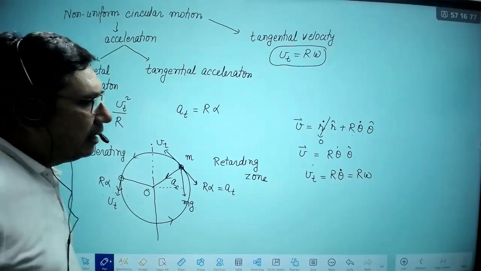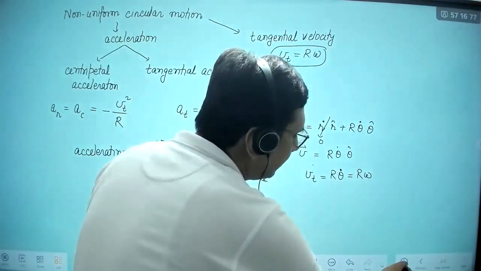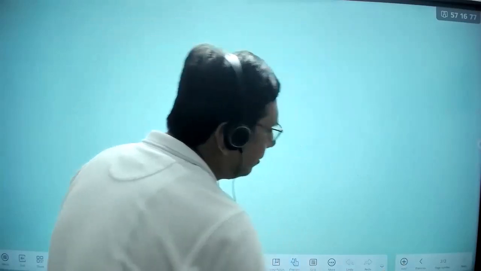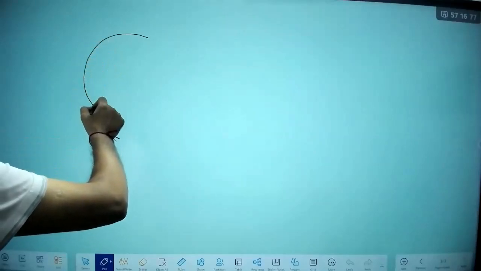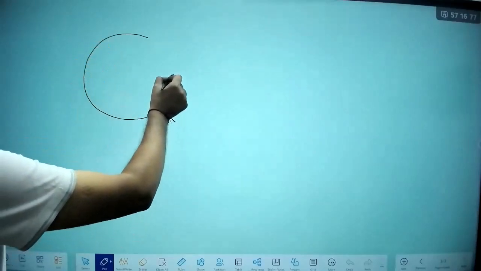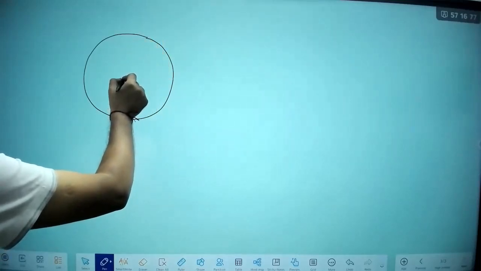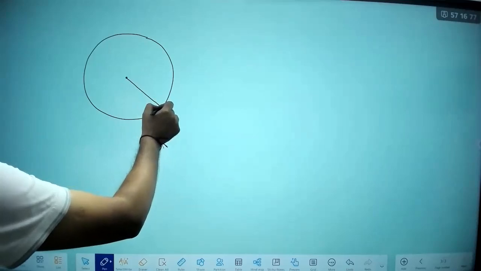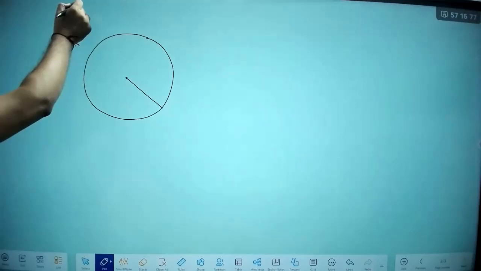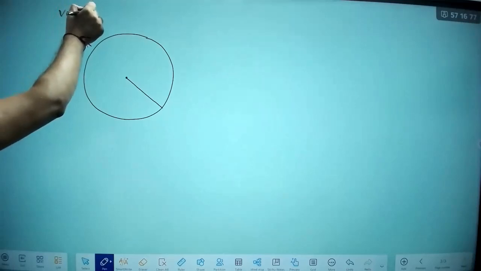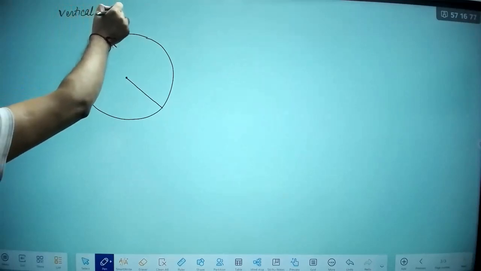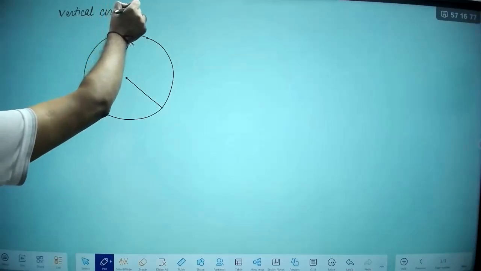Now, the last part of this section on polar coordinates and circular motion is, suppose a mass is undergoing vertical circular motion. So here, vertical circular motion.